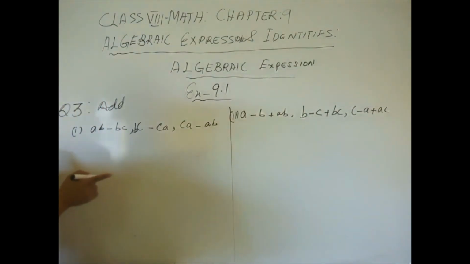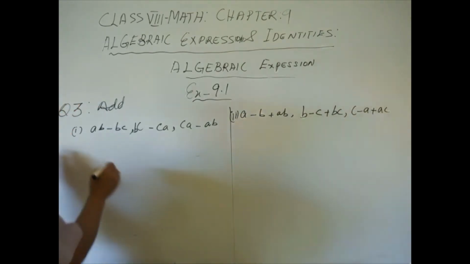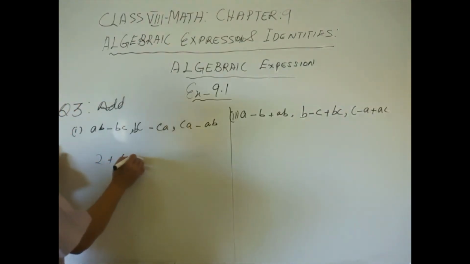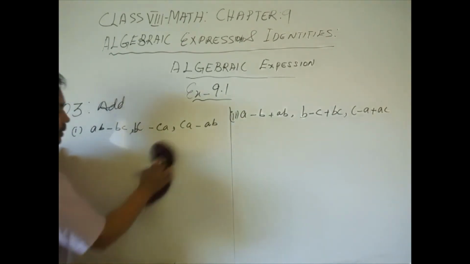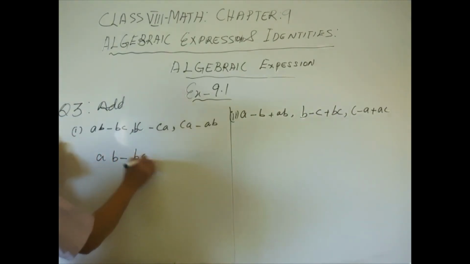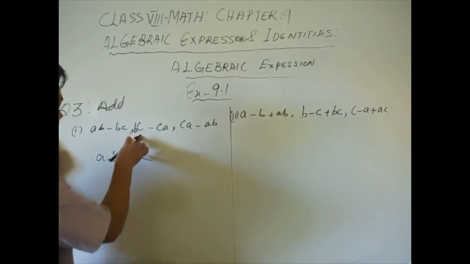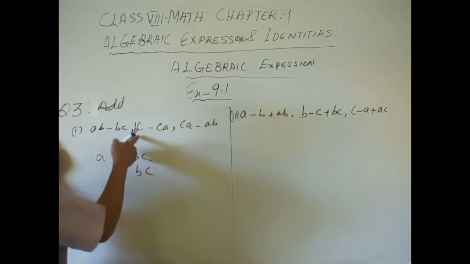Now, to add them, what we have to do is arrange them column-wise. For example, 2 plus 4 plus 5, we write column-wise, like this. In this way we can add the algebraic expressions. So for that, let us write this AB minus BC. Where is BC here? Another BC here in the second term, so we write BC right here.